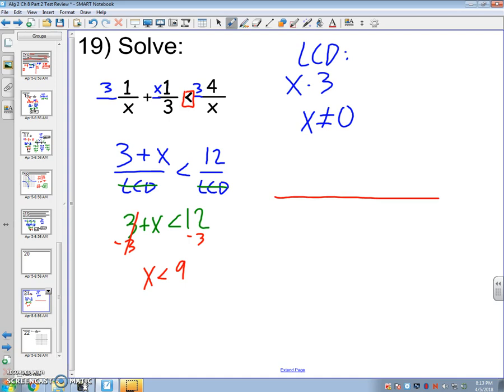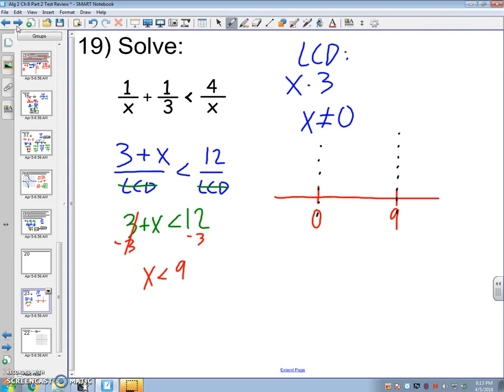sections of a number line. We need 0, our restrictions, and then our solutions. So there's 3 sections here: to the left of 0, between 0 and 9, and to the right of 9. I've got to plug it into the original problem. So what number is left of 0?